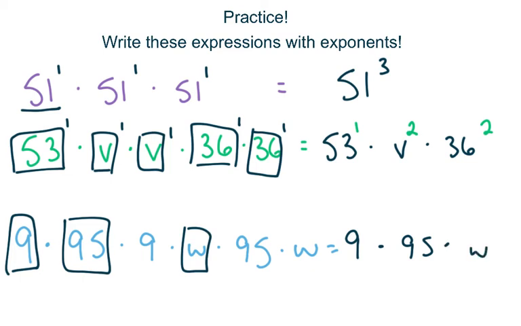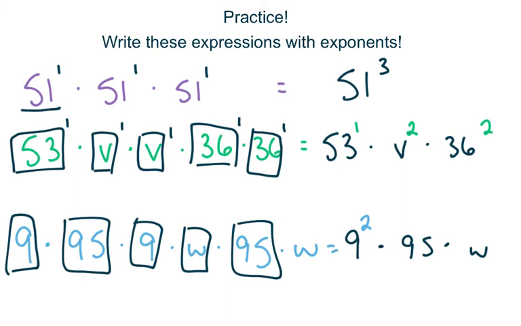Now I want to identify how many times they're being multiplied by themselves. So let's see how many 9s there are. I see 2 9s, so I'm going to write 9 with an exponent of 2. Remember, I can read that as 9 to the power of 2, 9 to the 2nd power, or 9 squared. You would not say this as 9 to 2. You would not say this as 9 2. This is not 92. This is 9 to the power of 2, 9 with an exponent of 2, 9 to the 2nd power, or 9 squared.